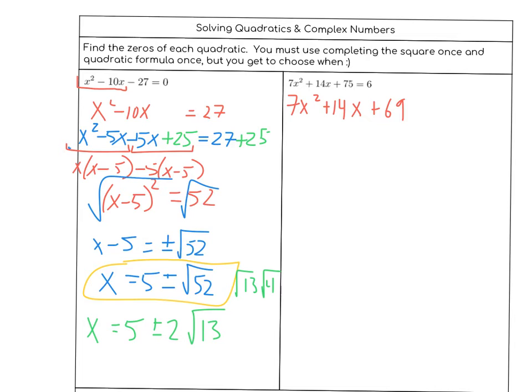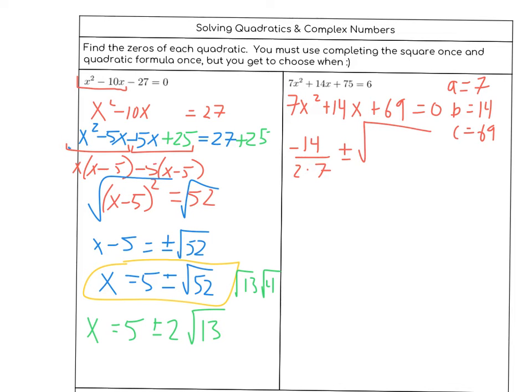So we're going to set up the quadratic formula. So first thing we have to do is make sure this is equal to 0. That's what we just did. We've got A is equal to 7, B is equal to 14, and C is equal to 69. Negative 14 over 2 times 7 plus or minus the square root.